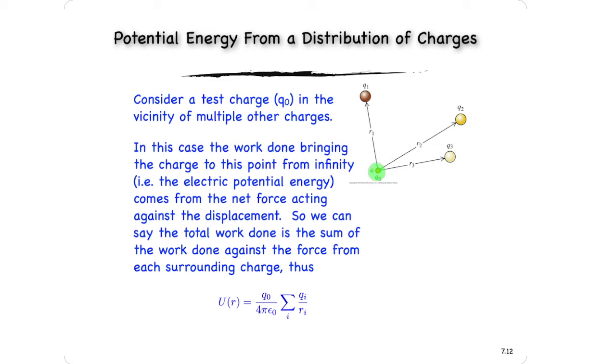But if we have 3 charges around it instead of 1, we're just going to add up the potential energy for this pair of charges, plus the potential energy for this pair of charges, plus the potential energy for this pair of charges, to get the potential energy of this charge, Q naught, in this distribution of 3 charges. Okay, so we can write that in a general form like this. This is just the same expression we had for potential energy between 2 point charges. But now instead of calculating it just for one of the surrounding charges, we're going to add up all of the surrounding charges and their distances in this calculation.